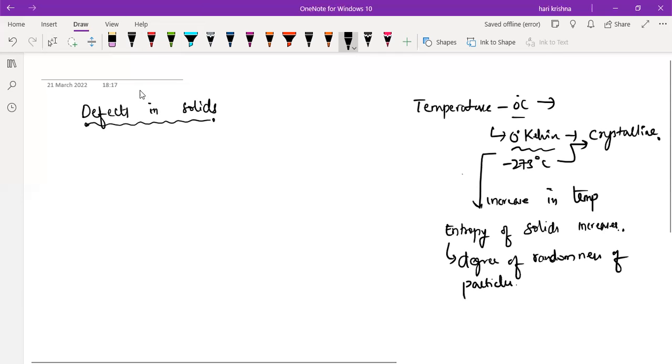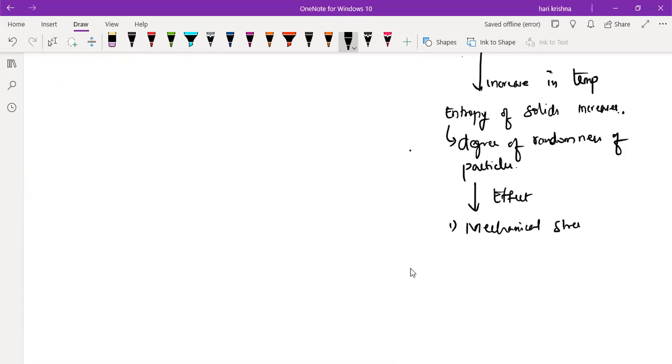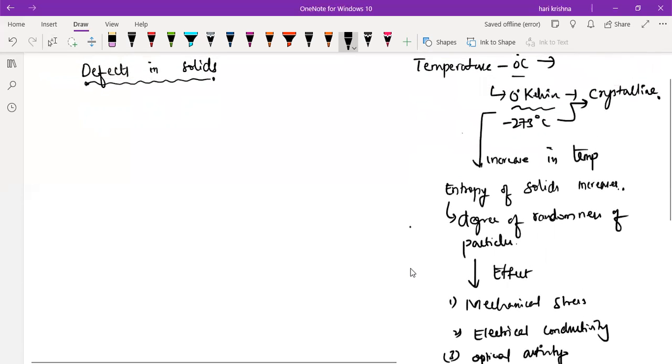Due to this, what will happen now? Their physical properties will change. It will affect the physical properties of the solids, such as mechanical stress, electrical conductivity, and the next one, optical activity. Like this, the physical properties of the solids will change. All this happens whenever we increase the temperature of the given solid. But at 0 Kelvin, they have the perfect alignment only. When you increase the temperature, it causes these effects.